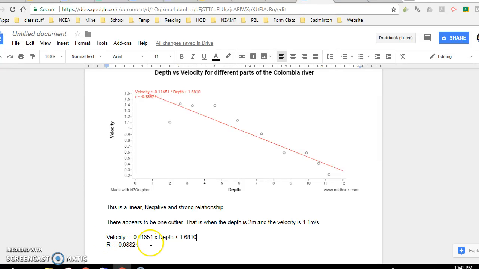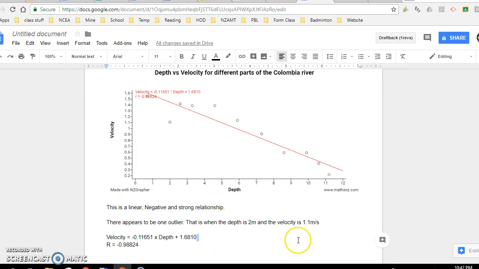Alright, so a formula, velocity is equal to negative. That negative here just says that the slope is going down. If it wasn't negative, it would be going in the upwards direction. Negative, yeah, I don't like saying these numbers. You could round this if you like. There's quite a lot of digits for what you're actually doing. Times, this equation has a star, I've just put an x. So times the depth plus that number there.